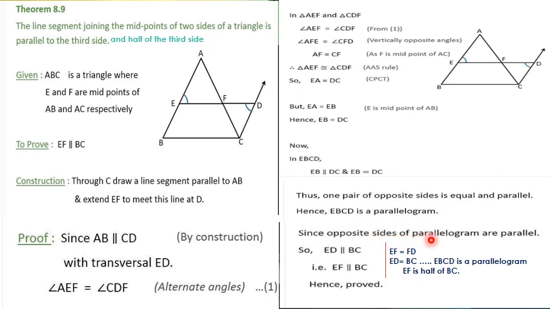Since opposite sides of a parallelogram are parallel, ED is parallel to BC, and EF is also parallel to BC because EF is a part of ED. So if ED is parallel to BC, then definitely EF will also be parallel to BC. So this is the first part of the theorem where we proved that EF is parallel to BC. The second part says that EF is half of BC, isn't it?